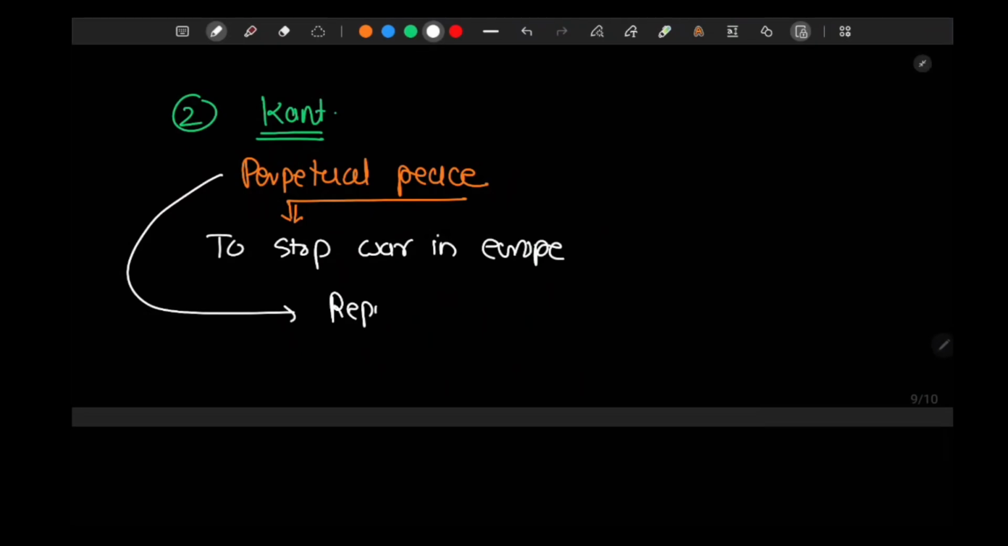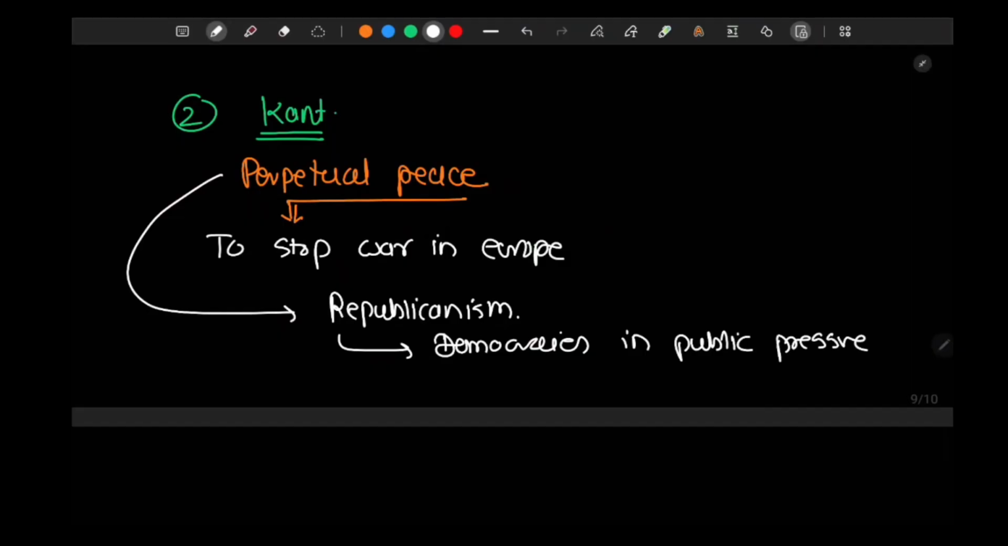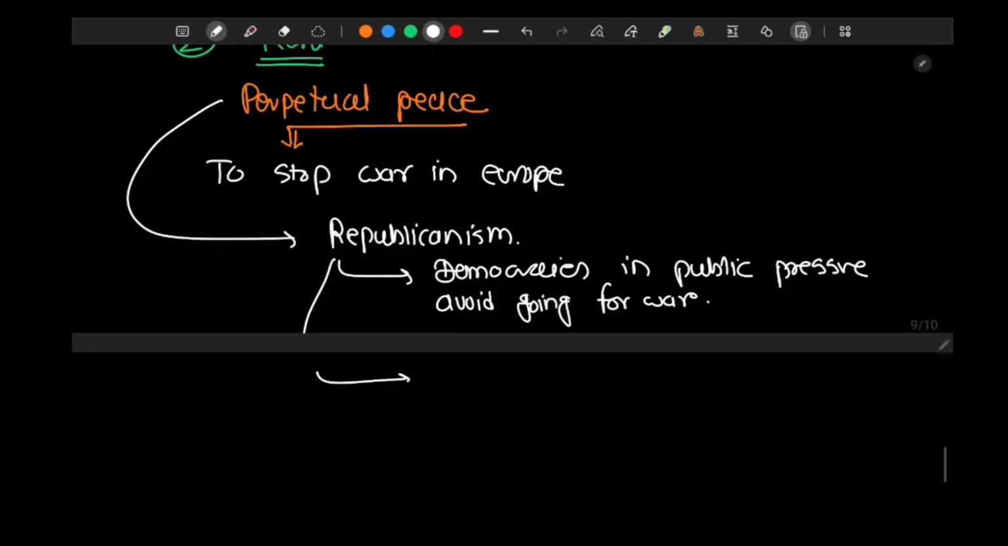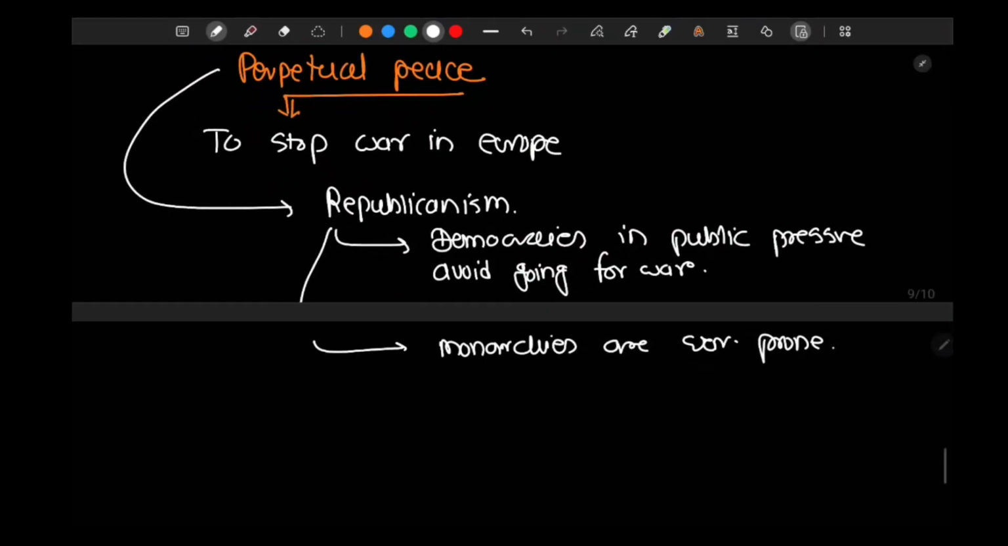First was republicanism, right? Republicanism basically meant that democracies, under public pressure, avoid going for war. On the other hand, monarchies are war prone, right? This is the first principle. Republicanism, which says democracies under public pressure avoid going into war.